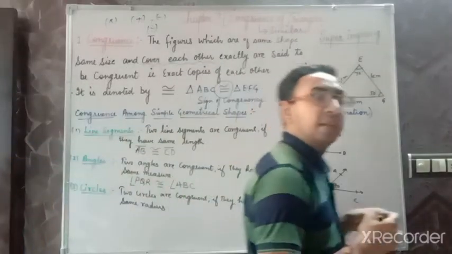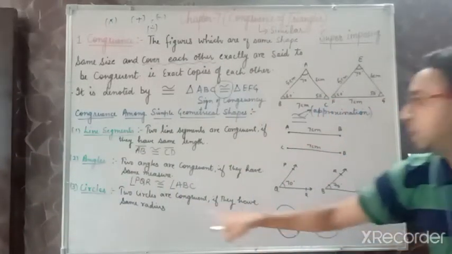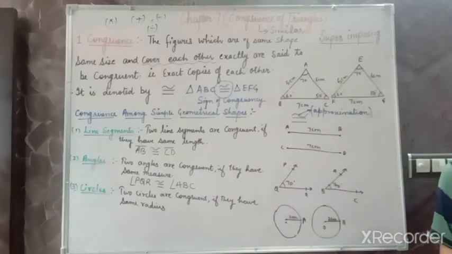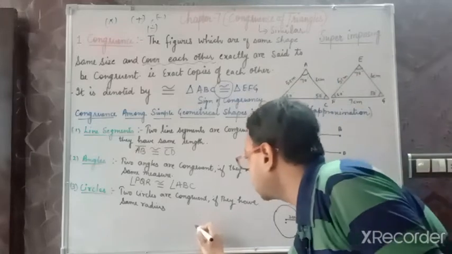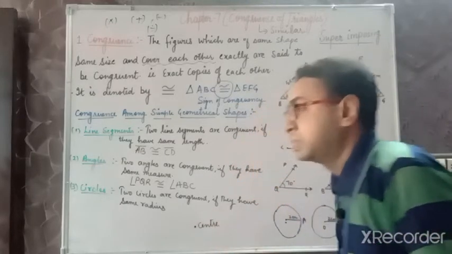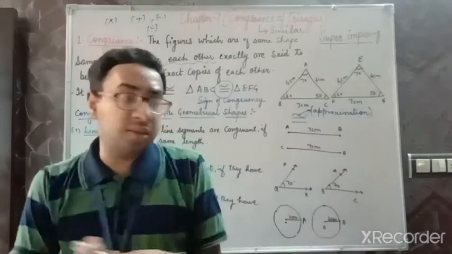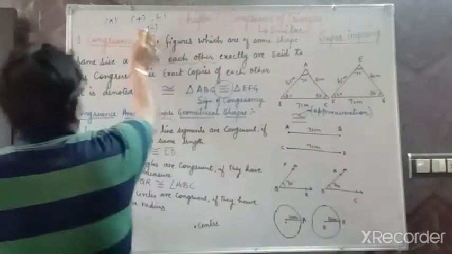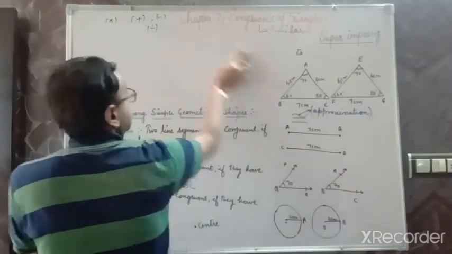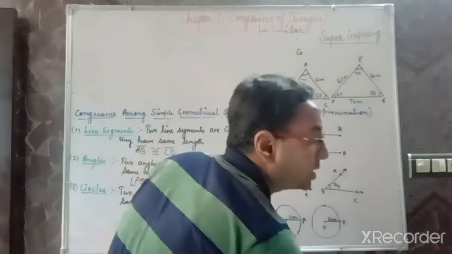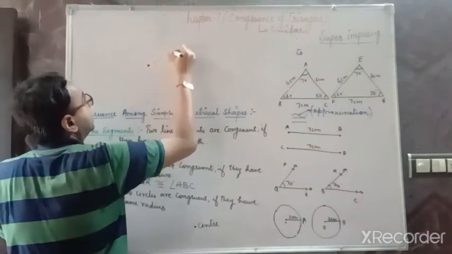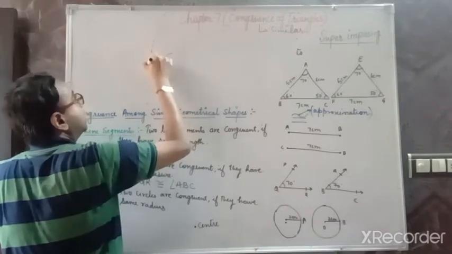Very important. Next, two circles are congruent if they have the same radius. Understand, what is the radius? First of all, a circle has a center. What is a circle? How do we get the circle? I'll tell you. How do we get a circle? If I draw a center, from the center I take lengths of equal measurement.